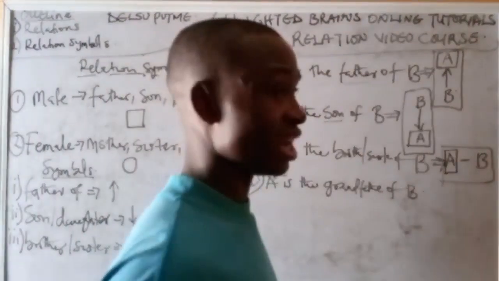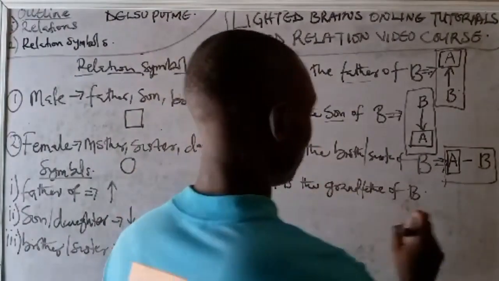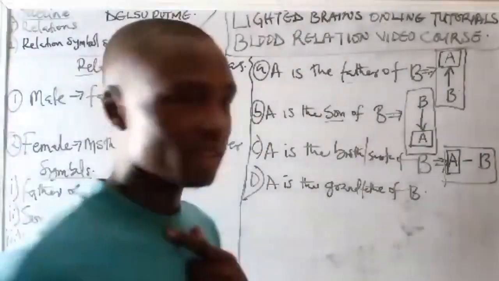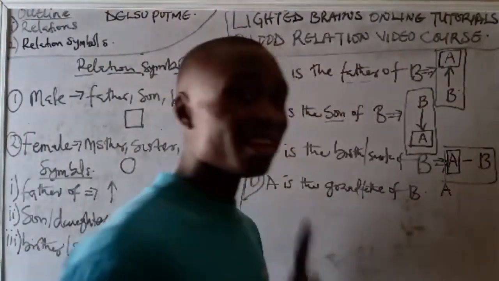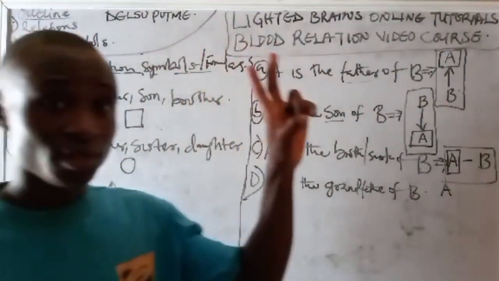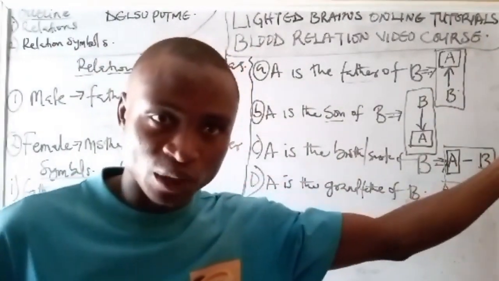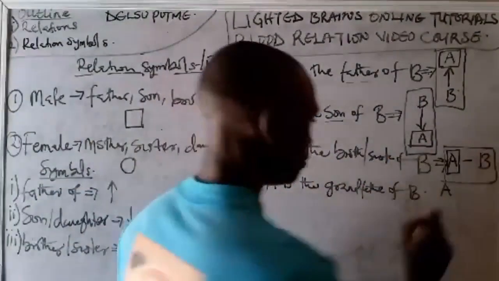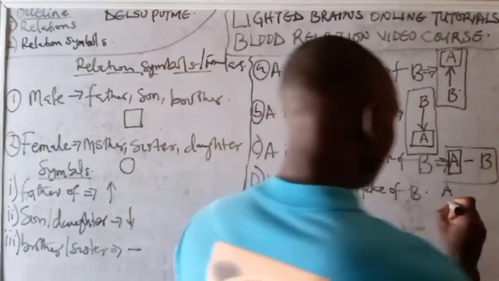A is the grandfather of B. Now, A is the grandfather of B means that A is the grandfather, right? So A is here. A will be what? Here. And know that grandfather is second generation. I believe you understand. That is your father's father. Do you understand now? So A is the grandfather of what? B.